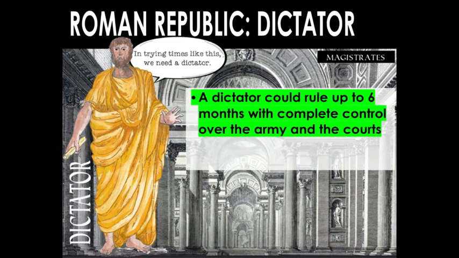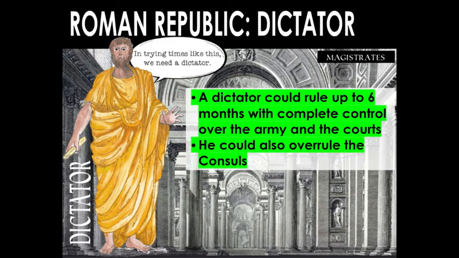A dictator could rule up to 6 months with complete control over the army and the courts. So this is a very, very powerful position. He could also overrule the consuls. So this is a true dictatorship type of power if you were in this position, which would happen, as we said, during times of war.